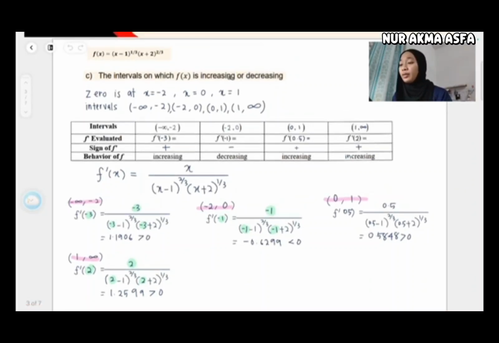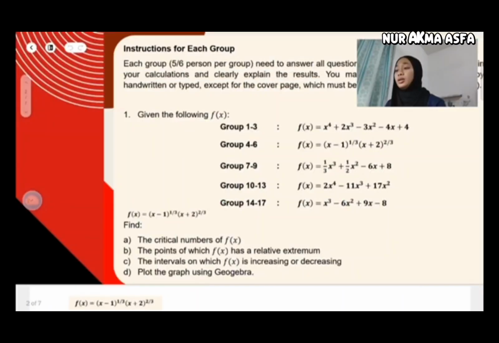So from here we can conclude that the function is increasing on the intervals negative infinity to -2, 0 to 1, and 1 to infinity, whereas the interval -2 to 0 is decreasing. Next question, plot the graph using GeoGebra.